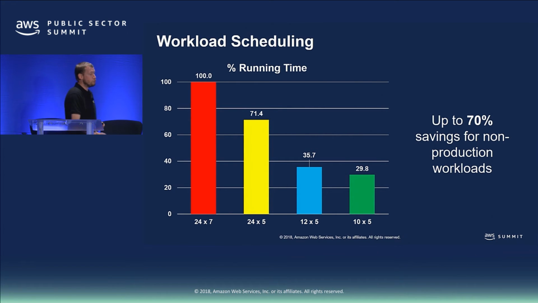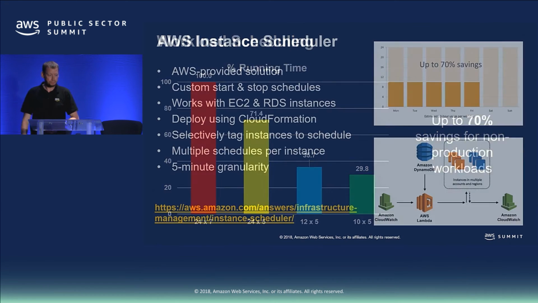So think about your production workloads. They typically need to run 24/7, but your dev, your test, your pre-prod environments, maybe your HR systems, maybe the systems that only run occasionally, turn them on when you need them, turn them off when you don't.